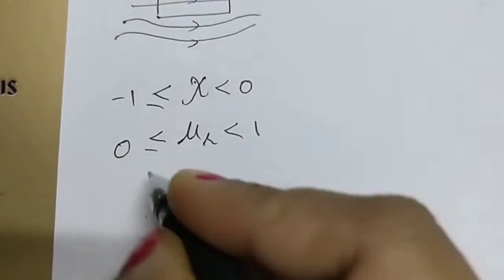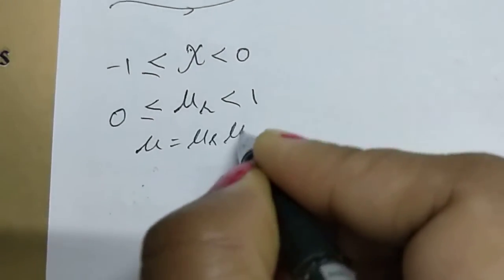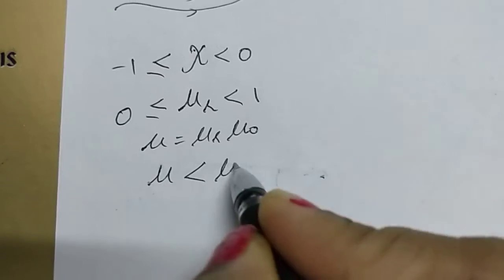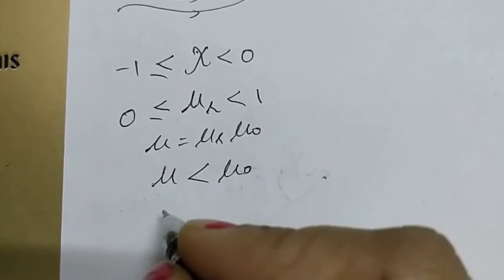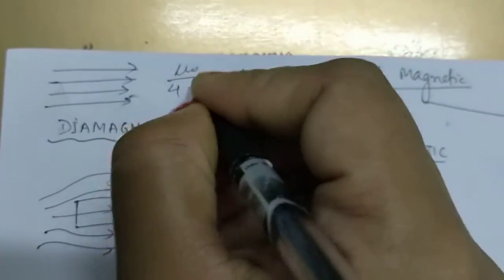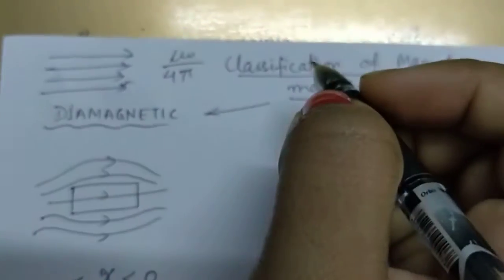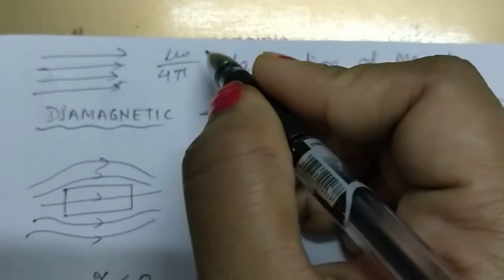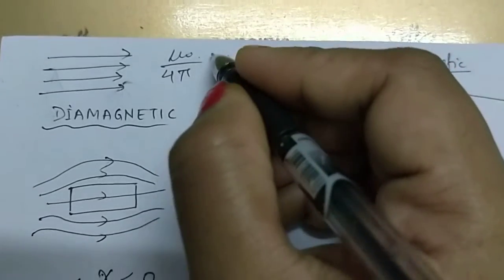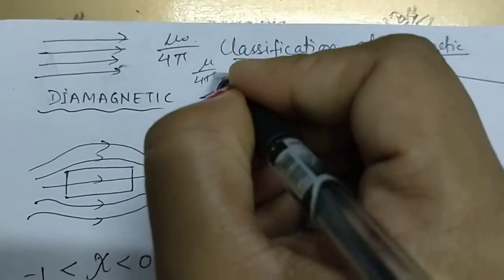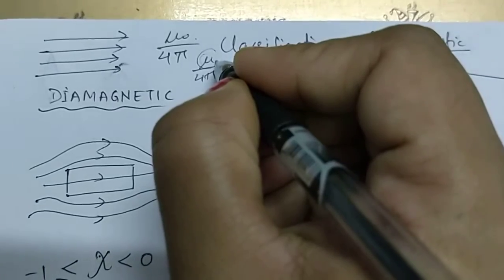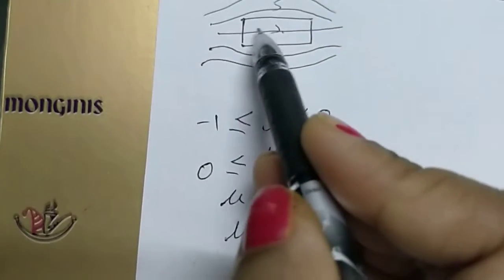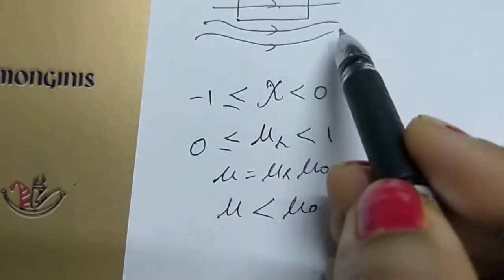Now because mu r is a small number, and mu is equal to mu r times mu naught, if you remember, that means mu is less than mu naught. In magnetism, the constant we use is mu naught by 4 pi, and in the diamagnetic material this will be replaced by mu, so we get mu by 4 pi. Now mu is less, so the magnetic field will become less inside a diamagnetic material. That's why you see the field lines have moved away.